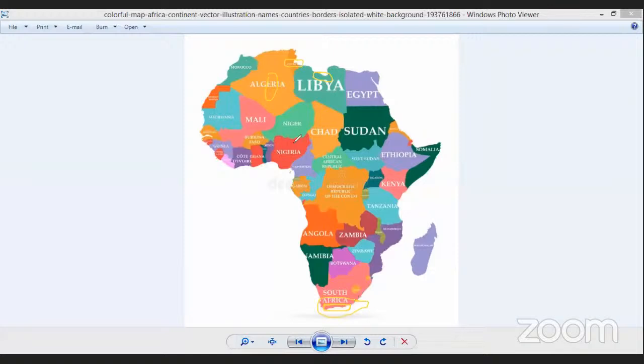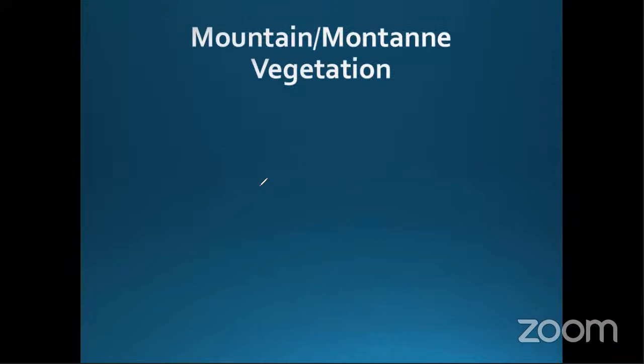So that is all we can talk about the Mediterranean type of vegetation. I want us now to look at another type of vegetation, and this is Montane or mountain vegetation. We also have this type of vegetation in Africa.